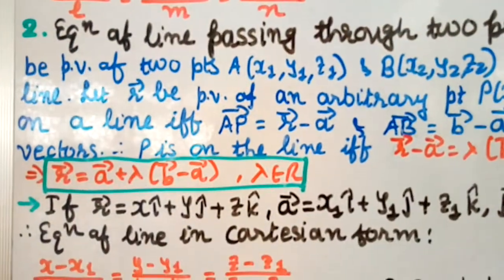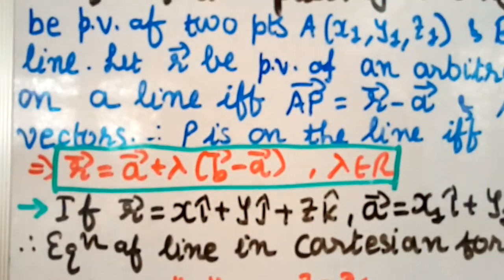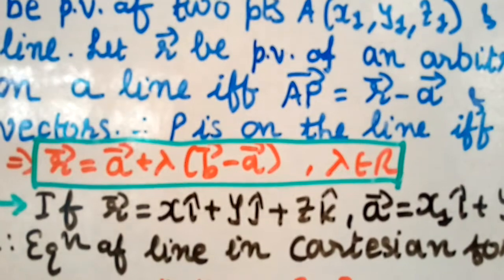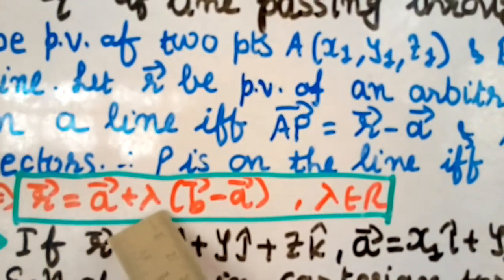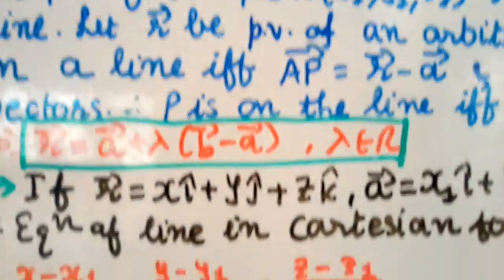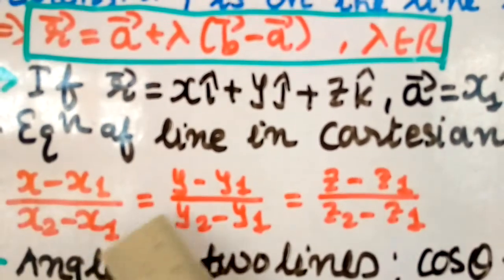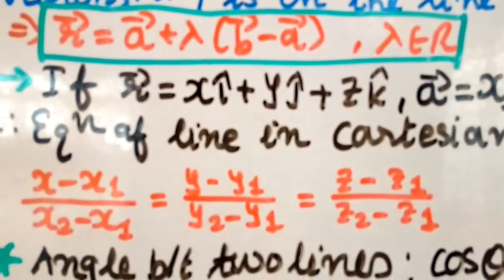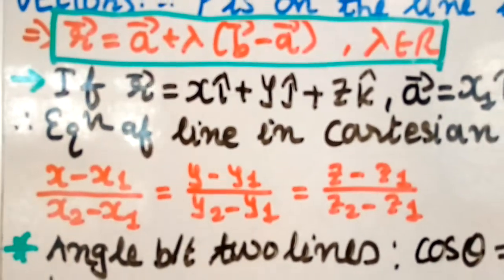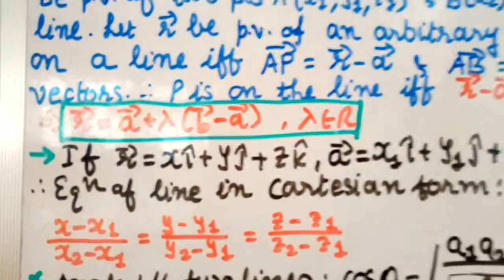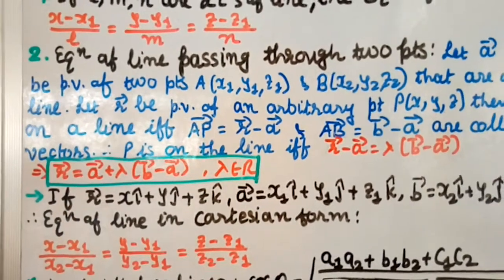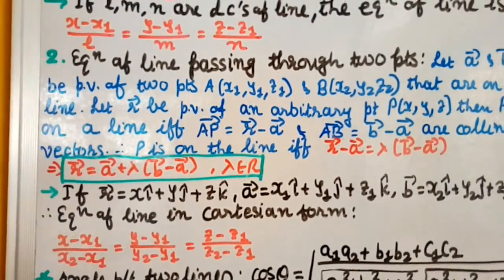And if you are given two points, then the vector form of the equation of the line is vector r equal to vector a plus lambda (b minus a), and in Cartesian form it is (x minus x1) by (x2 minus x1) equal to (y minus y1) divided by (y2 minus y1) equal to (z minus z1) divided by (z2 minus z1). So these are the equations of the lines under the given conditions.